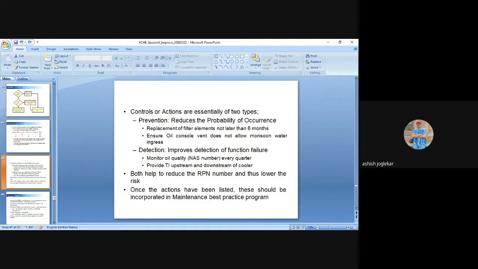The control actions are of 2 types: prevention and detection improvement, because you cannot reduce severity. Always remember, let us take another example. You are traveling on a motorcycle from say Mumbai to Pune. And the FMEA failure mode is that your bike will have an accident. What is the cause of the accident? Brake not applied, oil spill in the area, something like that, or potholes due to which you met with an accident.